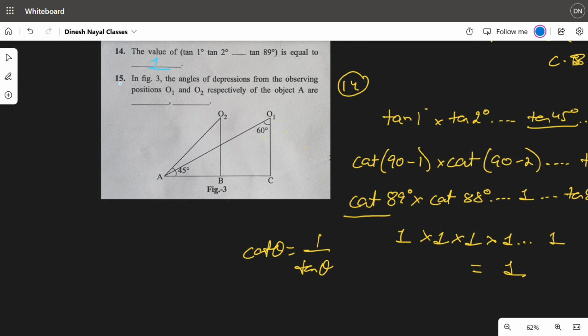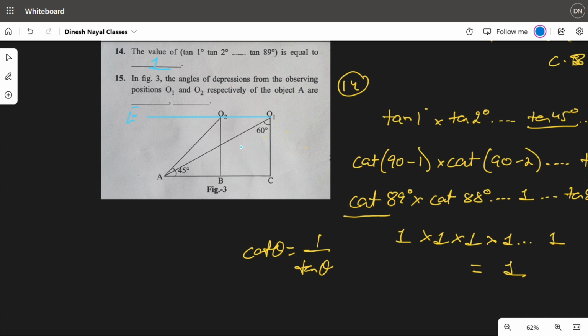Now 15th question. In the figure, the angle of depression from observing positions O1 and O2 respectively of the object AR. Okay, now see, angle of depression they are talking about. So from here make a straight line, from these two. Now let's talk about O1. We know that AC and this line, take this as E, these two are parallel lines.